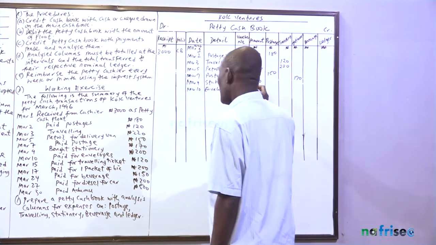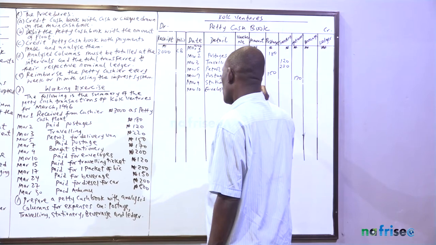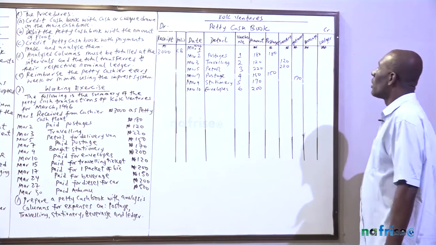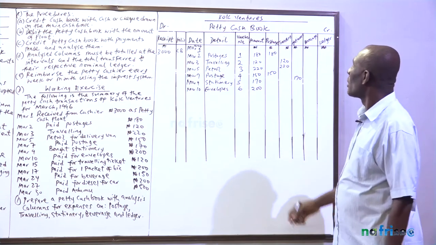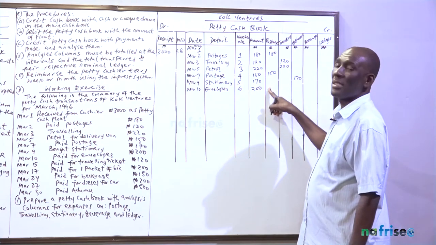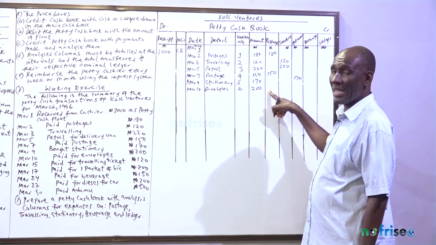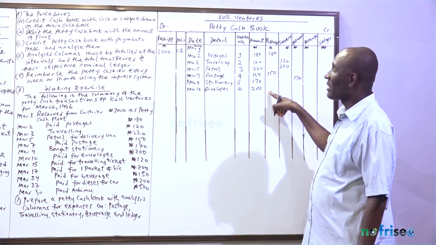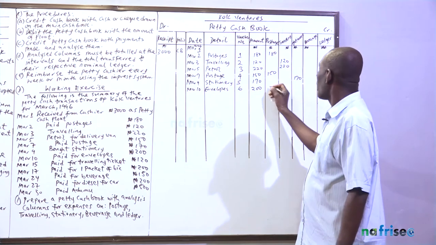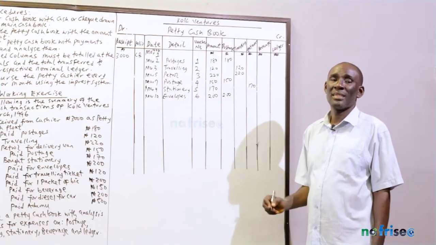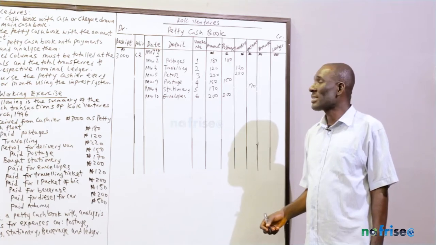March 10. Envelope, the total amount is 200 naira. Now, envelope, you agree with me, will come under postage. Why? Because you use envelope to post letter. Envelope and stamps and writing pad. All of them will come under postage. So, under here, we put 200. In the past, we used writing pad to write letters then, before the advent of GSM phones.